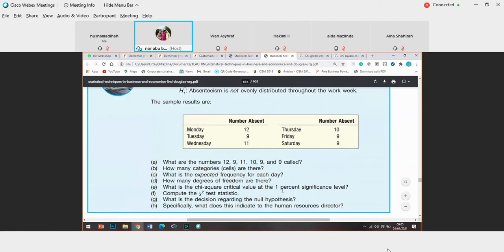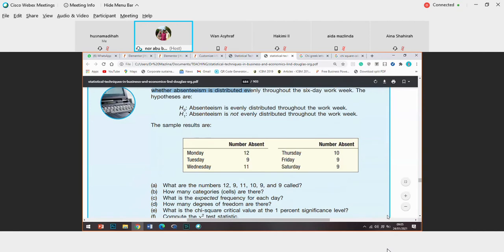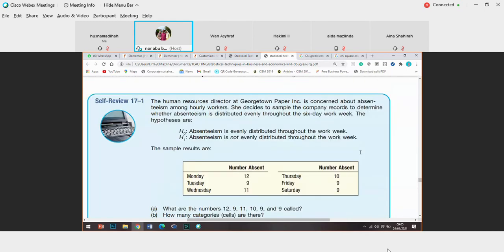Okay? Okay, ada apa-apa soalan tak? Sebab it's going to be a very short meeting, since this topic is the last topic and very easy topic for me and my students.